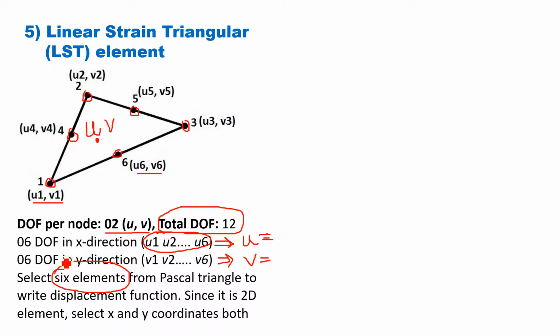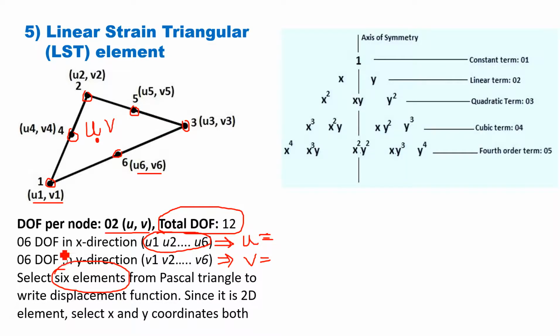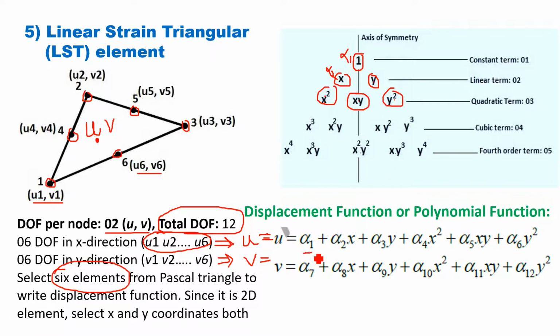It is also a 2D element, so we can select x and y coordinates both. Now if you look, this is 1 first term, then 2, 3, then 4, 5 and 6. So these 6 elements we have to select. We have to multiply these 6 elements by generalized coordinates alpha 1, alpha 2, alpha 3, alpha 4, alpha 5 and alpha 6. So u is equal to alpha 1 plus alpha 2 x, alpha 3 y, alpha 4 x square, alpha 5 xy, alpha 6 y square. Similarly, there are 6 degrees of freedom in the y direction, that is v1 to v6.